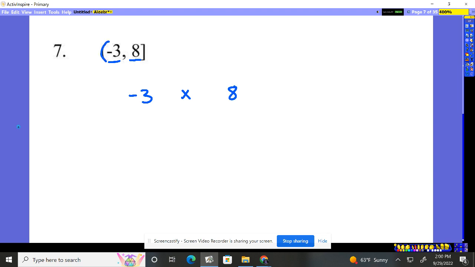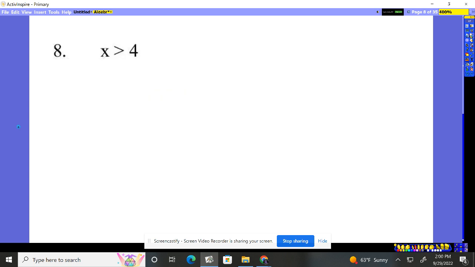Now, what does this mean? That parenthesis means it doesn't include it. So I do not put an or equal to. The bracket, it includes it. So I'll put an or equal to say, hey, it includes it. Because this is basically saying, hey, it's going from -3 and ending in 8. X is between -3 and 8.